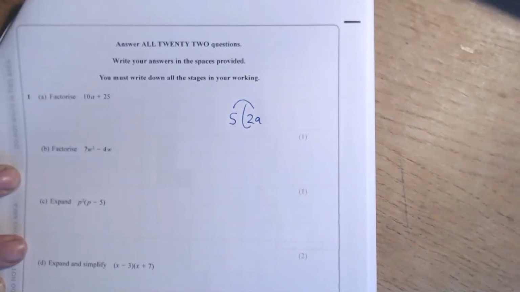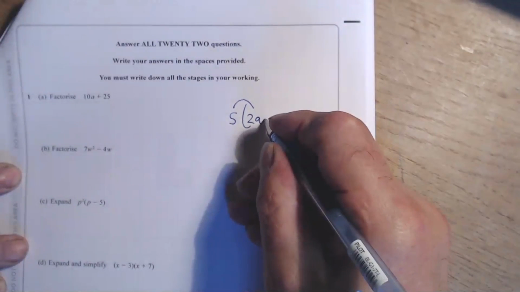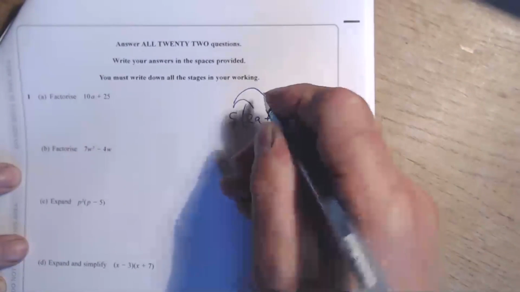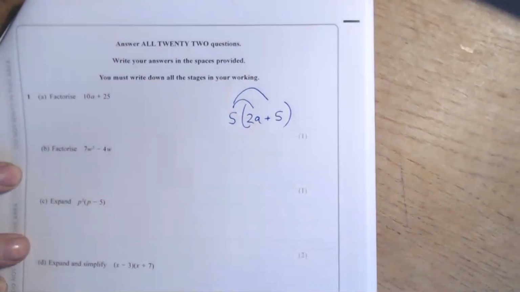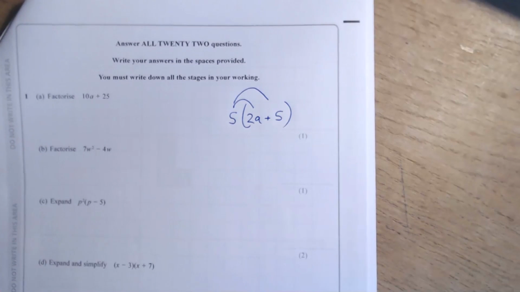Get the sign right, that's the plus. And 5 times what gives us the 25? Well, that's 5. So our final answer is 5, open bracket, 2a plus 5, close bracket. And obviously they're easy to check. You just expand the brackets to make sure you get back to 10a plus 25.